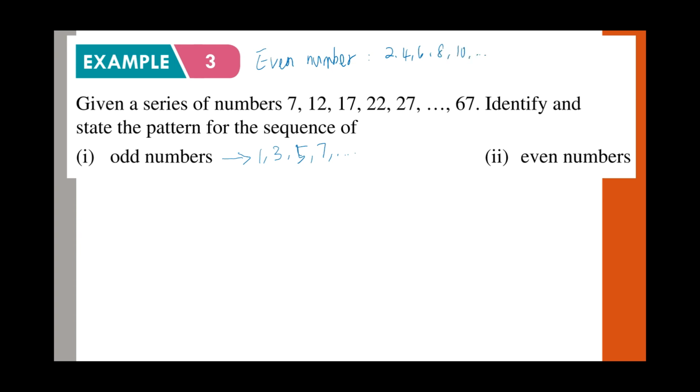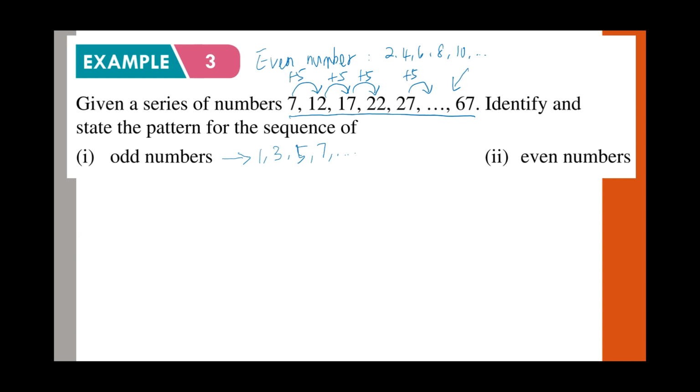So, if you are given a series of numbers like this, when they ask you to identify and state the pattern, from this list of numbers you have to come up with the full list first. Meaning that you have to input over here what are the numbers after 27. So, first of all, you see 7 and 12. How much is the difference here? Five, right? So we plus 5 to get 12, we plus 5 to get 17, plus 5 to get 22. All correct, right? So what is the number after 27? 32. Correct. 32 plus 5 equal to? Yes, 37.